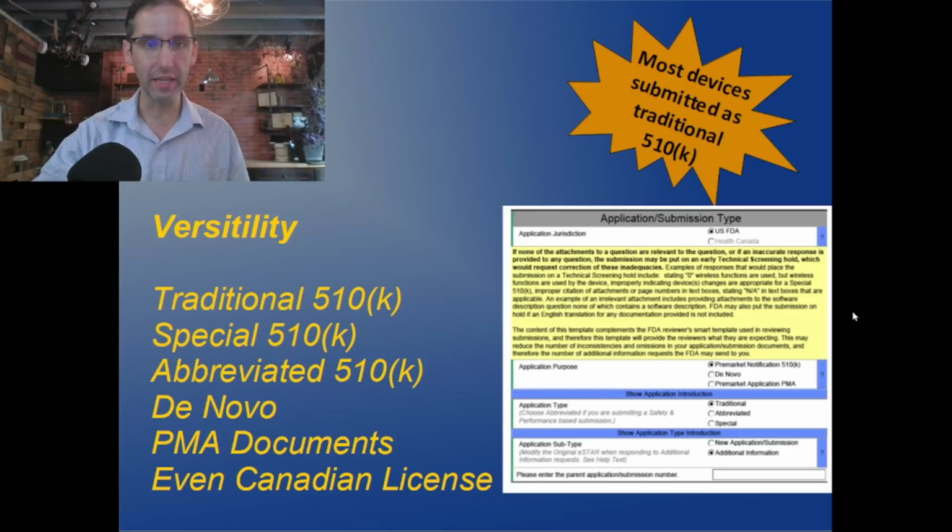And it's going to be asking, is this for the US FDA or even Canada? You can use it for Health Canada. For the application purpose, you can select pre-market 510K, de novo, even PMA documents can be used. The FDA can be used for that. And then the application type, if you select 510K, then it's going to ask you, do you want a traditional, abbreviated, or special? So it can be used for a number of different things. We are only going to be talking about traditional 510Ks in here and doing a predicate comparison.